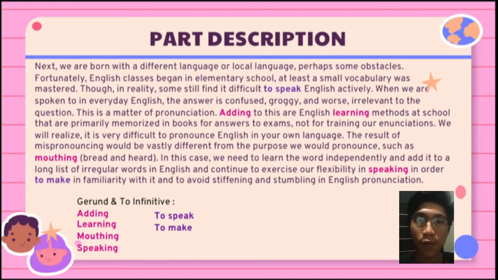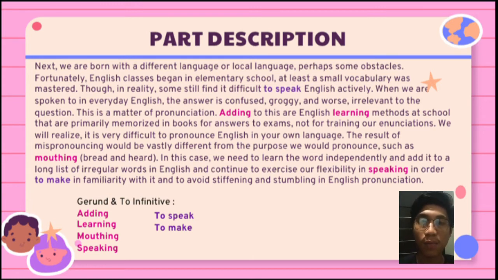Next, we are born with a different or local language, which perhaps creates some obstacles. Fortunately, English classes begin in elementary school. At least a small vocabulary was mastered. Though, in reality, some still find it difficult to speak English actively. When we are spoken to in everyday English, the answer is confused, groggy, and worse, irrelevant to the question. This is a matter of pronunciation.